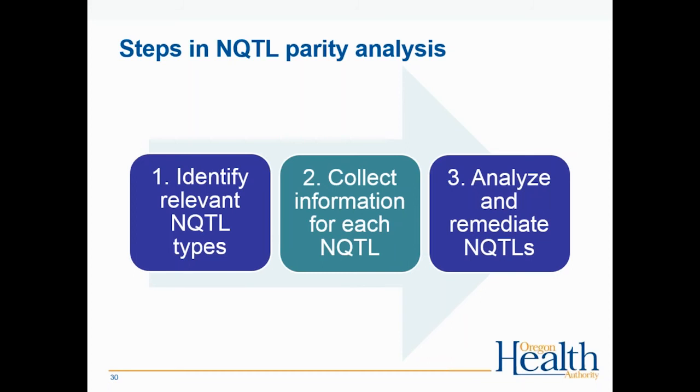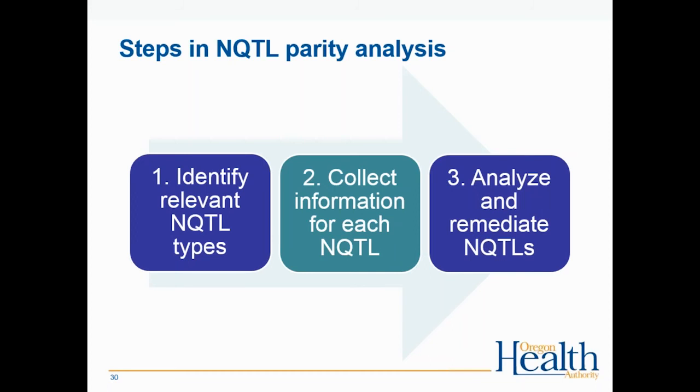Looking at the parity process itself, we want to highlight these steps, and the first is identifying relevant NQTL types, and this comes from identifying limitations that are applied to specific services. And in doing this, we can identify the NQTL types, such as pre-authorization. These types of NQTLs can be identified from written rules as well as operational guidelines providing different services.